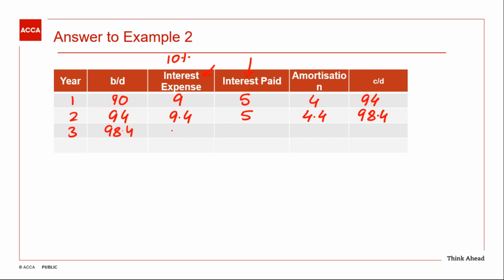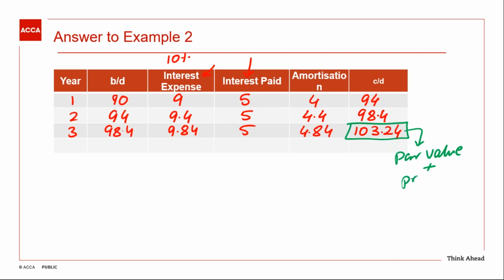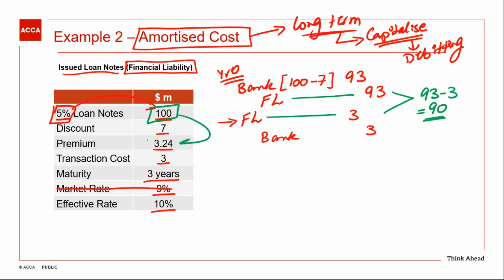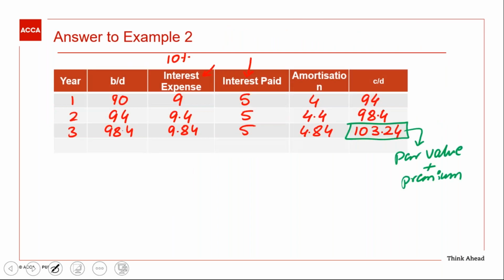And finally, in the last year, interest expense is 9.84. We have paid 5. The amortization is 4.84 and we are going to get a value of 103.24. And if we see, this will automatically be the par value plus the premium. So we do not need to record the premium. It will automatically be recorded in the table. If I go back, it was 100 plus 3.24. So it is 103.24 at the end.